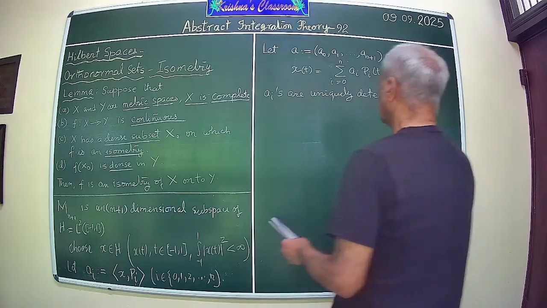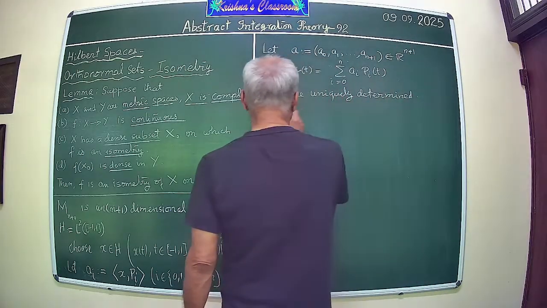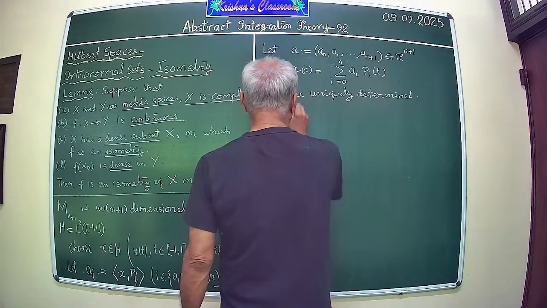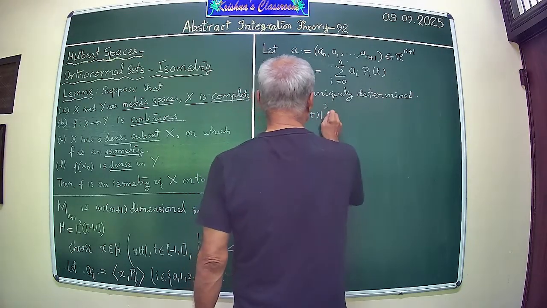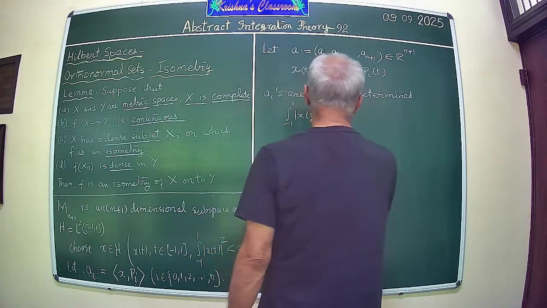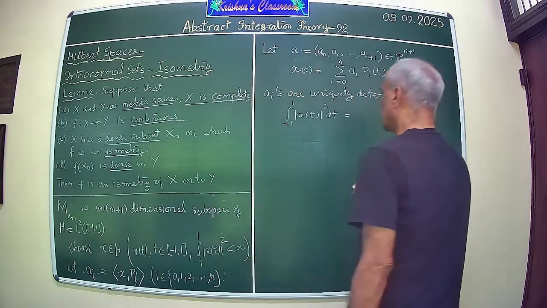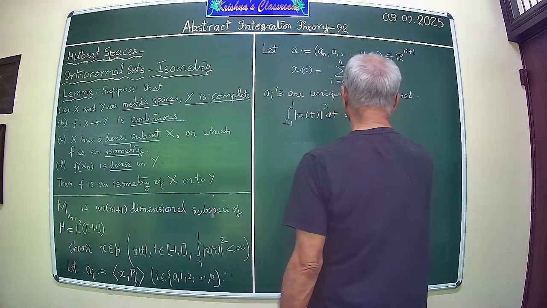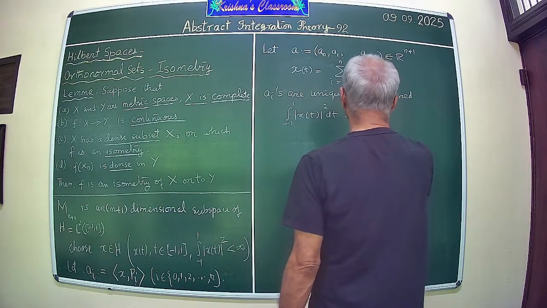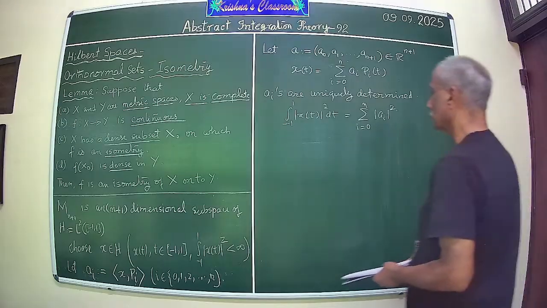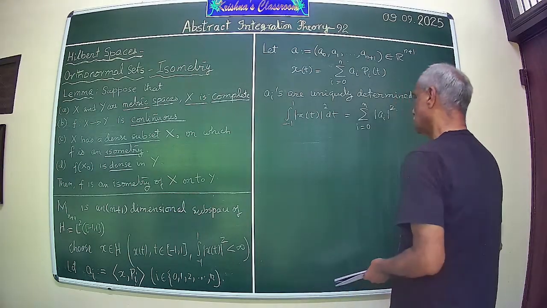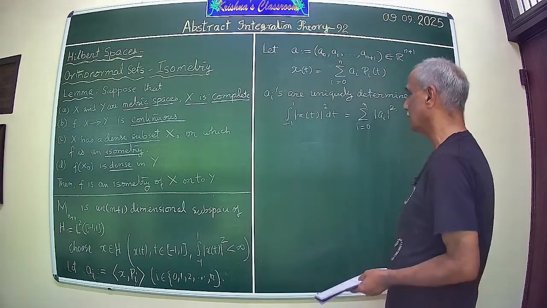And you also have the property that the integral from minus 1 to 1, if you use orthogonality, this is what you get: the sum for i equal to 0 to n of the squares. And this is of course finite. Okay, because this is finite, right?